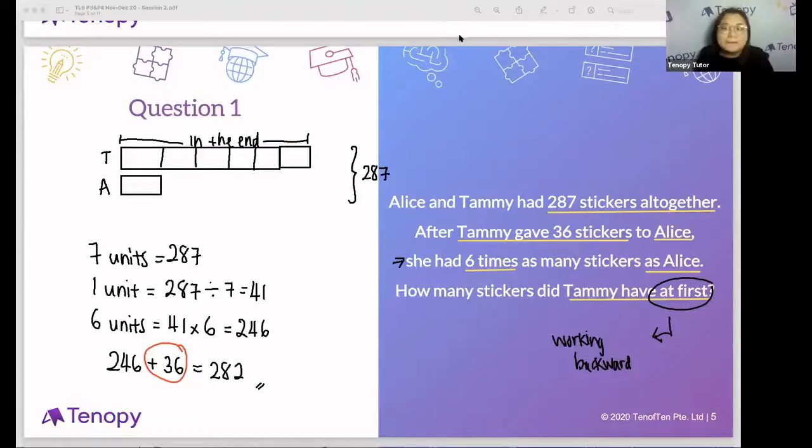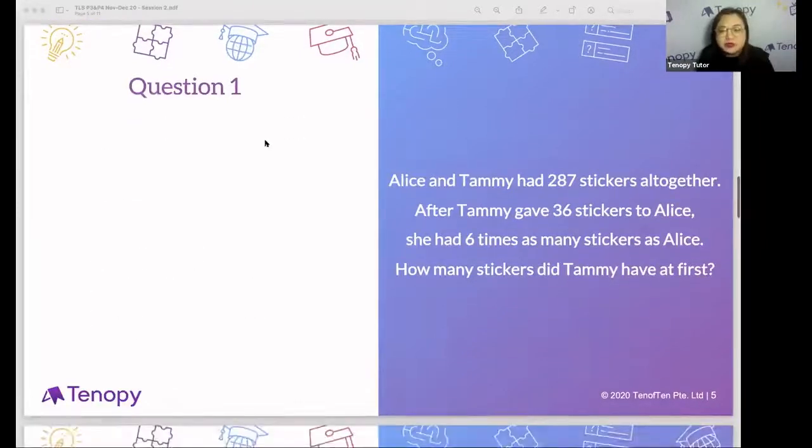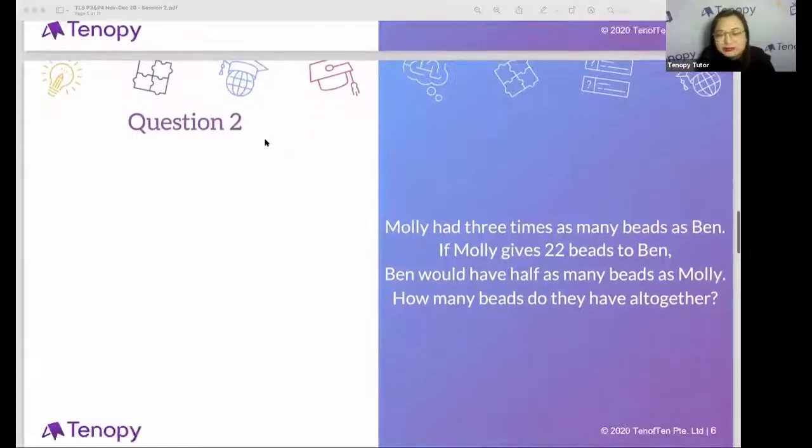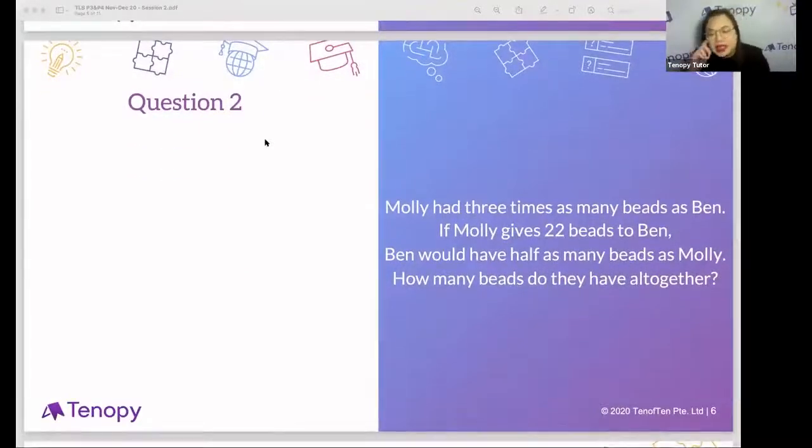Okay, very good. Now, everyone try the next one first before I go through the steps. So this is the question. Molly had 3 times as many beads as Ben. If Molly gave 22 beads to Ben, Ben would have half as many beads as Molly. How many beads do they have all together?